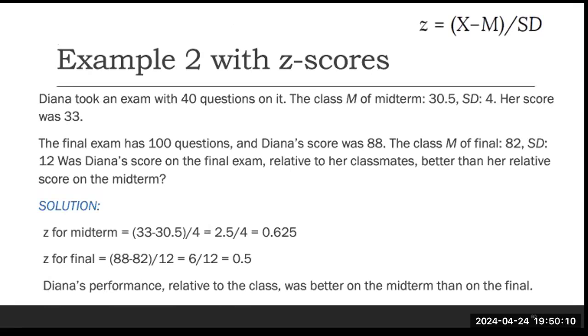For the final, she had 88. The class average was 82, divided by the standard deviation of 12, and it was 0.5. So she was 0.5 standard deviations higher than the class for the final. So Diana's performance relative to the class was better on the midterm than on the final, right? Because she's 0.625 standard deviations higher than the class average for the midterm, whereas for the final, it was 0.5.